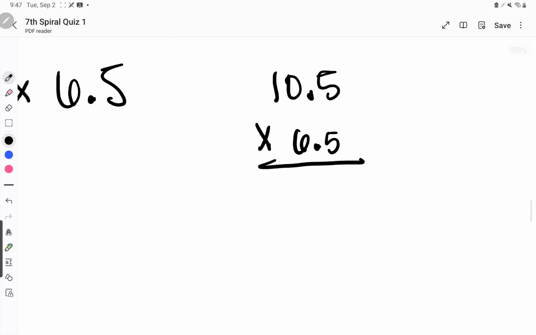I start with 5 times 5. 5 times 5 is 25, so I write down a 5, carry my 2. Then I have 0 times 5. 0 times 5 is 0, plus the 2 right there gives me 2. Then I have 1 times 5, and 1 times 5 is 5.